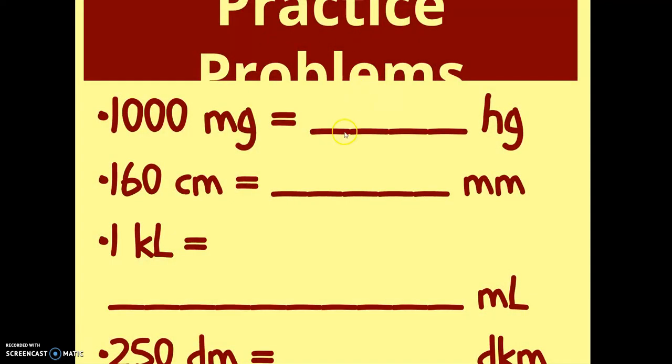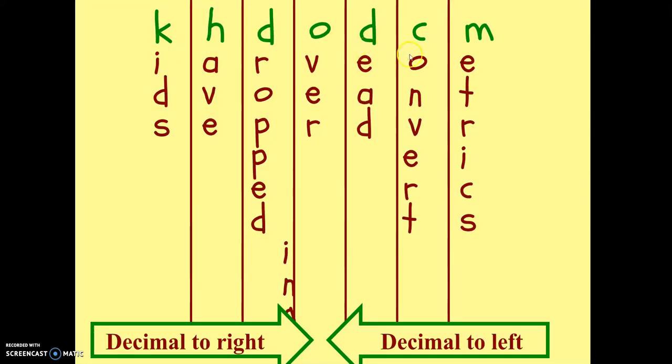Here's some practice problems. So 1,000 milligrams, we want to convert it to hectograms. So we're going to practice this. So we're going from milli to hecto. We're measuring mass here because we have grams. So we have 1,000 and we want to go to H, M to H. So let's look back at our kids have dropped over dead converting metrics. We're going M and we're going all the way over to H. So we're going to count 1, 2, 3, 4, 5 to the left.